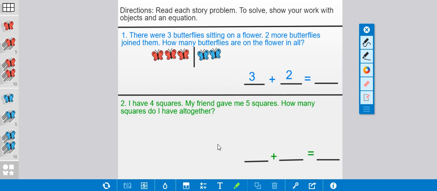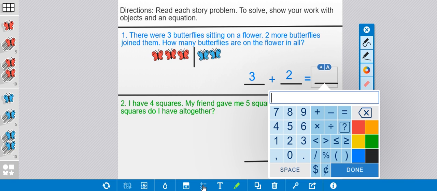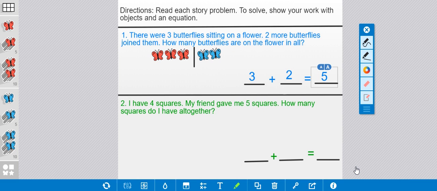So again, I'm going to click, get my calculator tool. I'm going to click on the number 5 because 3 plus 2 equals 5. And then I'm going to click done. And I am all done with story problem number 2.